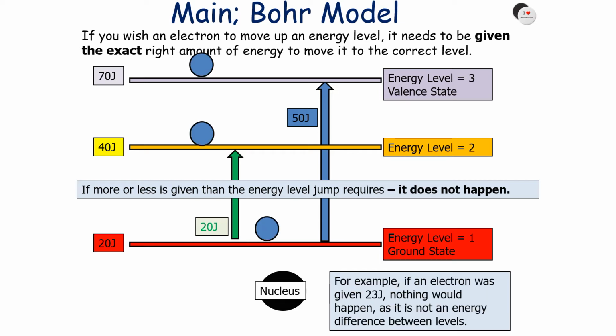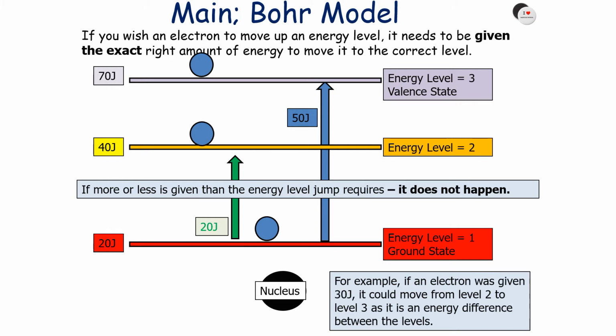So in this example, if we just consider photons and not colliding electrons, if an electron was given 23 joules, nothing would happen as it's not an energy level difference between the levels. If we gave it 27 joules, nothing would happen as it's not an energy difference between the levels. And again, if we gave the electron 32 joules, nothing would happen as it's not an energy level difference between those different levels. But remember, this is only for photons, not for colliding electrons.